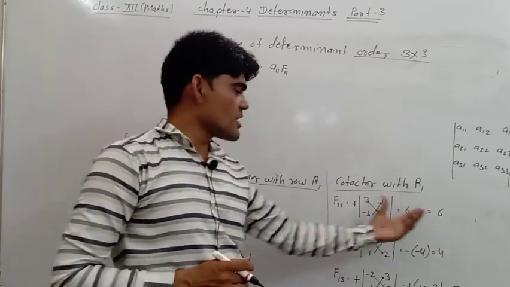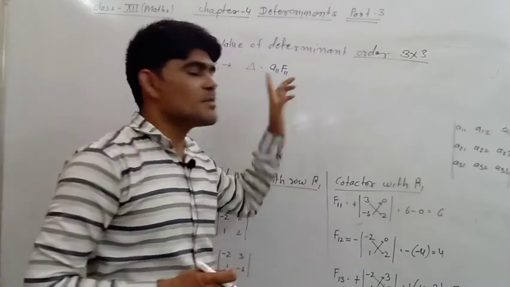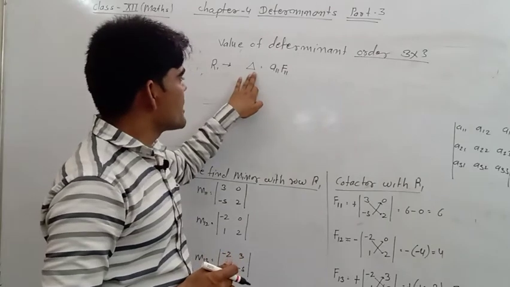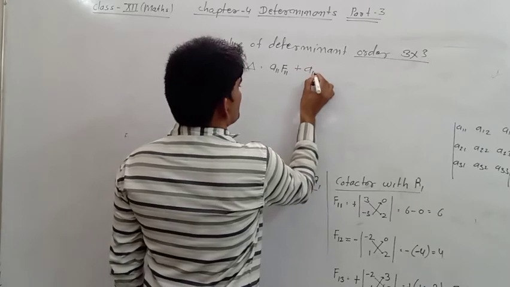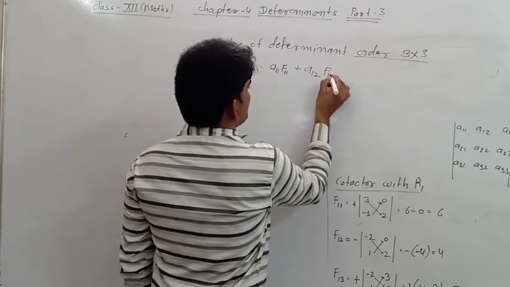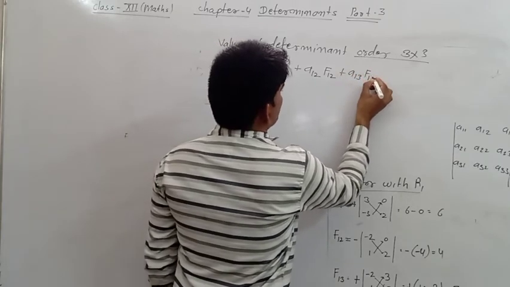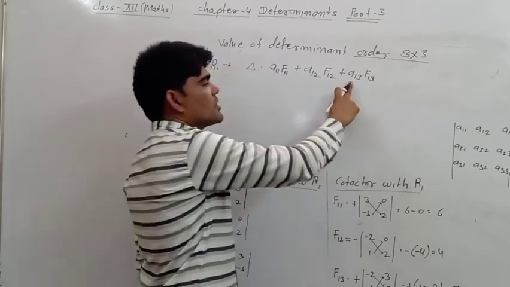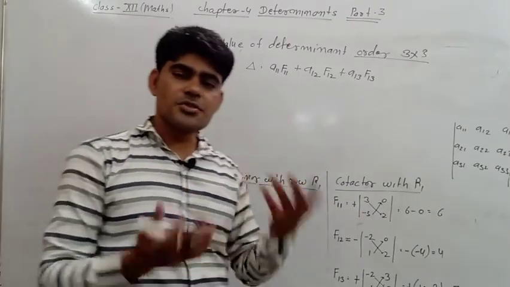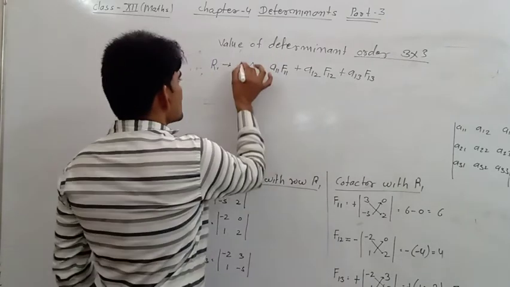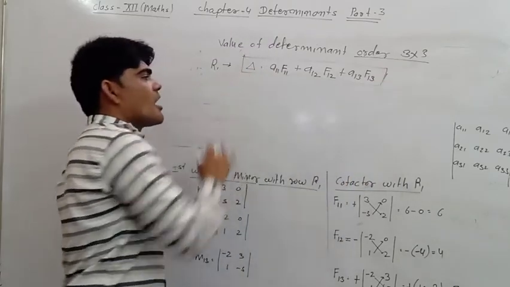जब माइनर को हमने सोल्व किया, कोफैक्टर फाइंड किए, तो हम साइन से पहले ही मल्टीपल कर चुके हैं, तो यहाँ आपको साइन से मल्टीपल नहीं करना है. R1 के रेस्पेक्ट में del equals to A11 F11 plus A12 F12 plus A13 F13. If the value of element A13 A12 is negative, then we use negative sign, either we use positive sign. This is the value of determinant with respect by using the R1.